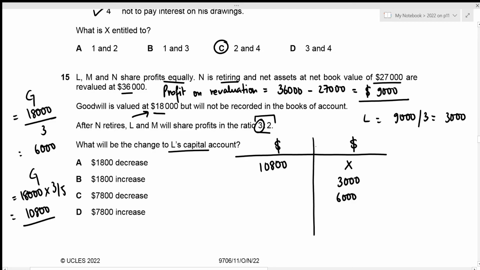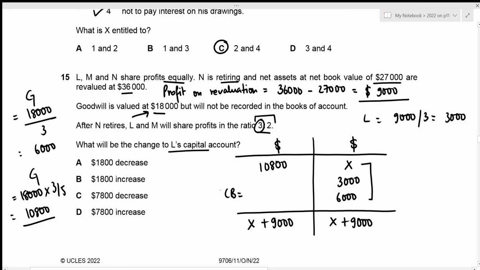Okay. These are everything that needs to be recorded. Now we just need to figure out the closing balance. And in order to figure out the closing balance, we first require the total, which we can calculate from the credit side. That's X plus 3,000 plus 6,000, which is X plus 9,000. And for debit side as well, that is going to remain the same.